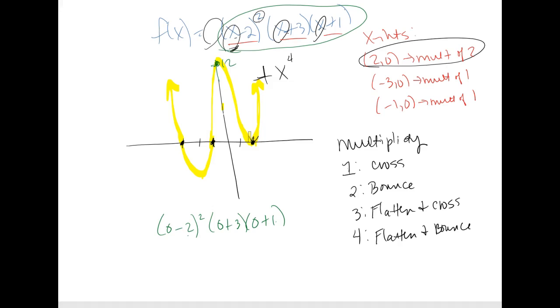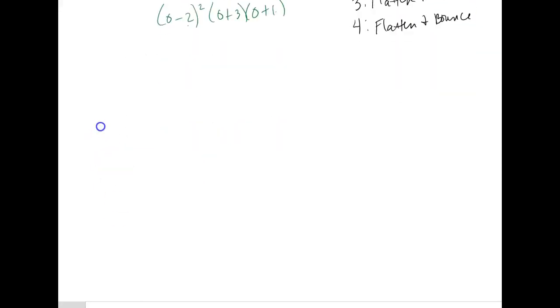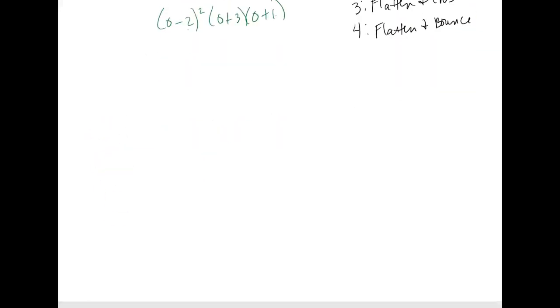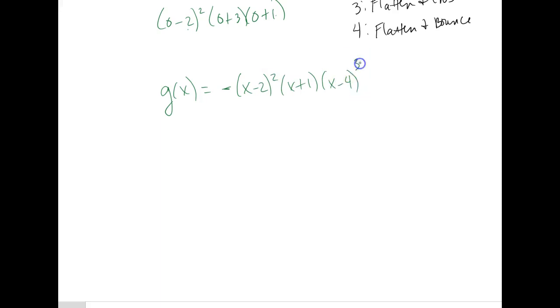So I'll do one more example, which is just a little bit more complicated, so you can see sort of all of the what could happens. x minus 2 squared, x plus 1, x minus 4 cubed. How about that? All right, so that looks pretty heavy. So how are we going to graph this?